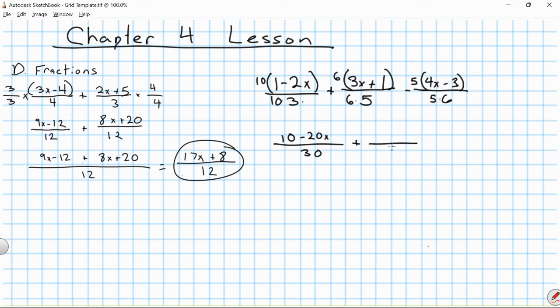Plus, and you know what, save yourself the trouble right now. You can just write down that each one of these fractions has 30 in the denominator. Now, I'm adding the first two and I'm subtracting the last one, so that's really important. 6 times 3x plus 1 is 18x plus 6. Oh, you caught it. Very good. That is correct. And here, 5 times 4x is 20x and minus 15.